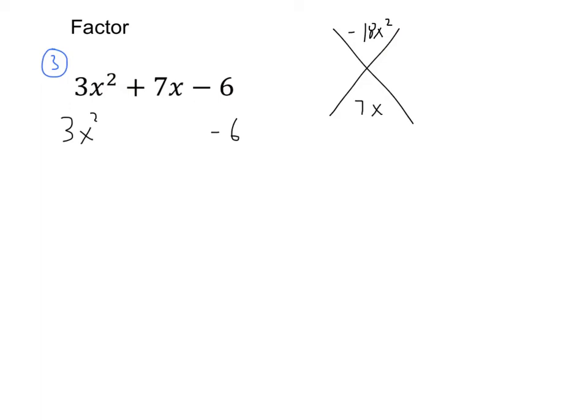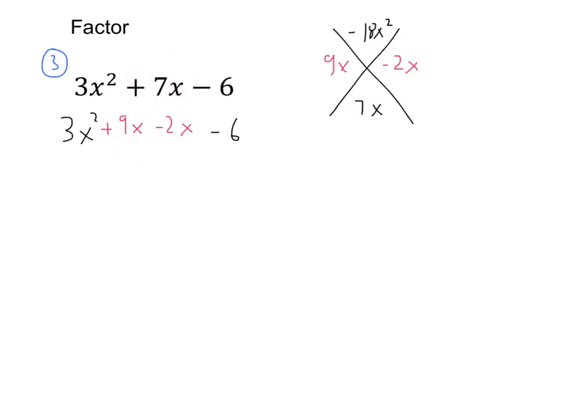Let's see how you did. Okay, so what are the two pieces for our magic x? It's going to be 9x and negative 2x. Because 9x times negative 2x is negative 18x squared, and 9x plus negative 2x is 7x. So this should be plus 9x minus 2x, right? Which makes sense because these two add up to be 7x.